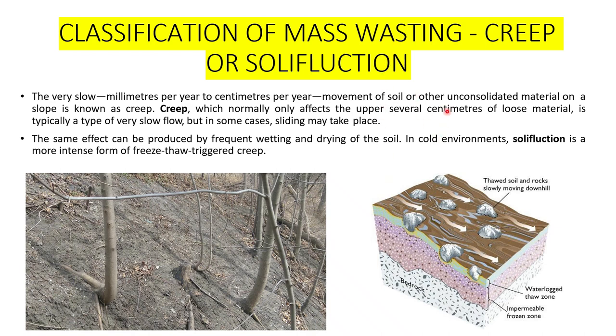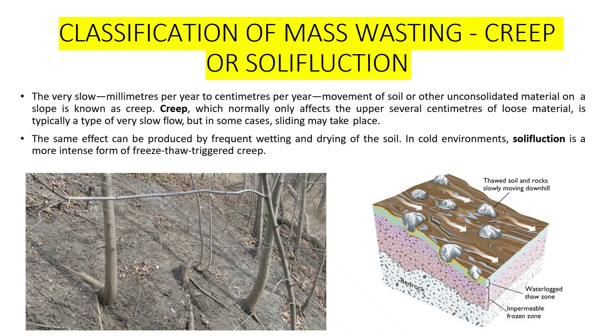Creep is caused by a variety of factors, including number one, gravity; number two, expansion and contraction of soil due to changes in moisture content, and then plant growth and animal burrowing. Solifluction is caused by freeze-thaw cycles. When the water freezes, it expands, which can cause soil particles to move apart. When the water thaws, the soil particles collapse back together, but they do not return to their original position. This process can cause the soil to slowly move downslope.